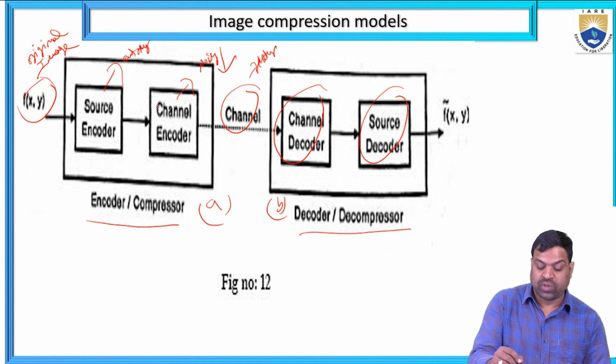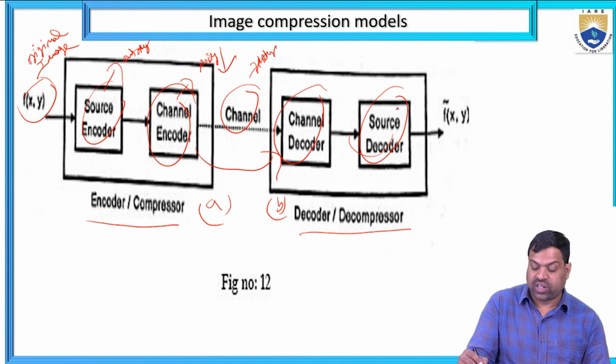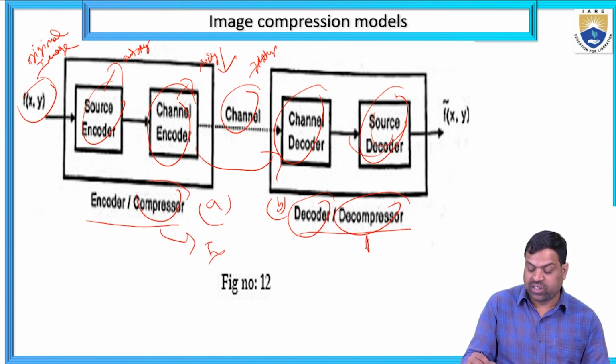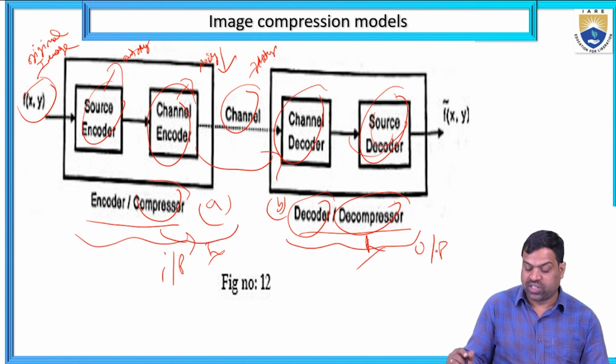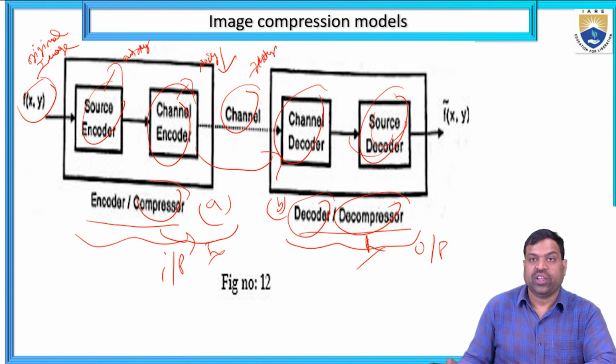Channel decoder is the opposite of the channel encoder, and likewise source encoder and source decoder. It is decoding: compressor, decompressor. Compression at the transmitter side, decompression at the receiving side. So it is completely at the input side, and it is completely at the output side. So image compression is divided into an encoder and a decoder. At the encoder side, 2 stages: source encoder, channel encoder. At the decoder side, 2 stages: channel decoder, source decoder.